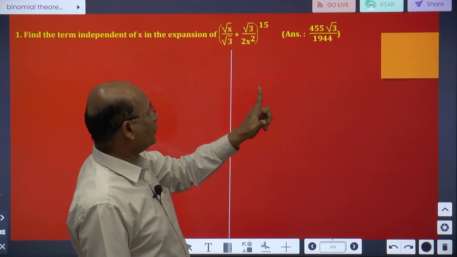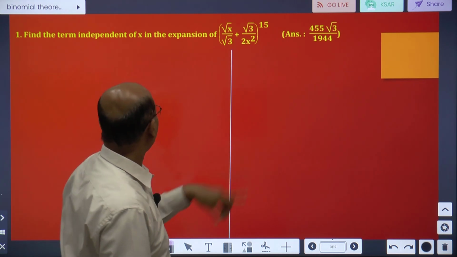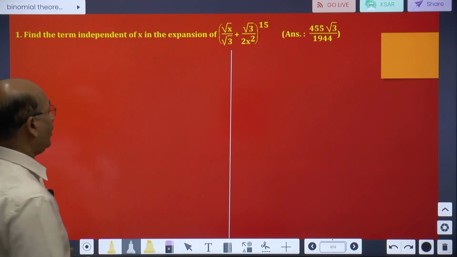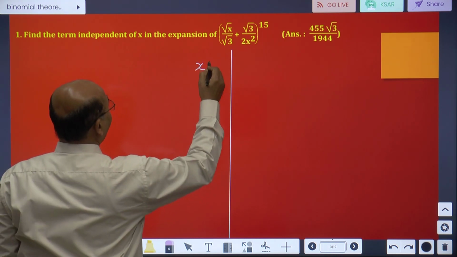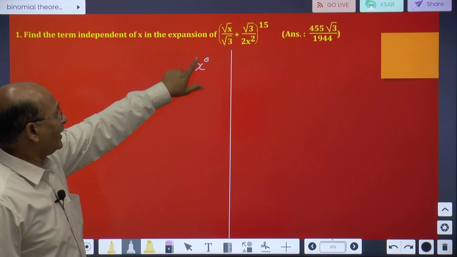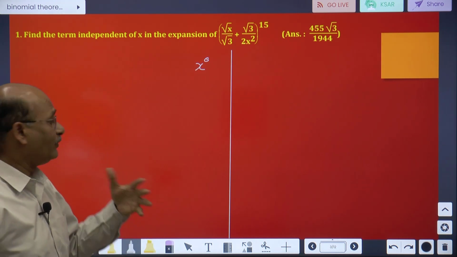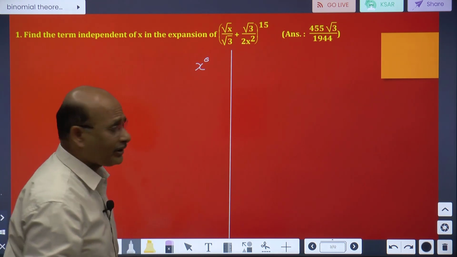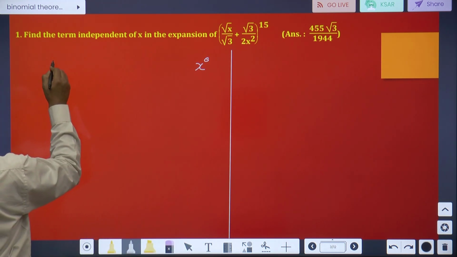So the first question says, find the term independent of x. Now, what does independent of x mean? X is raised to 0. That means a term will be there where x is raised to 0. How will you find it? We don't know, so what we do is first find r.